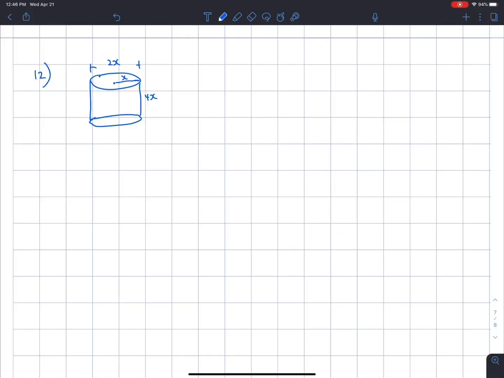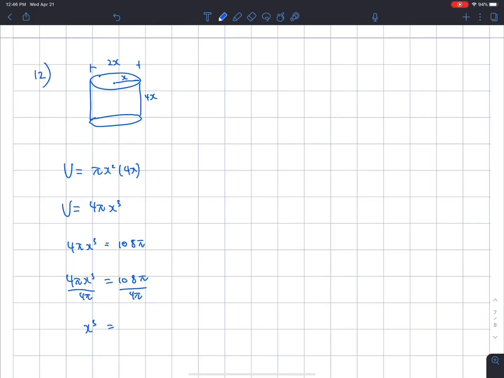Okay, so now I can say that the volume is pi x squared times h. 4 times pi is 4 pi, x squared times x is x to the power 3. We were told that the volume, 4 pi x to the power 3, equals 108 pi. So to solve for x, I can first divide both sides by 4 pi. We get x to the power 3 equals 27.